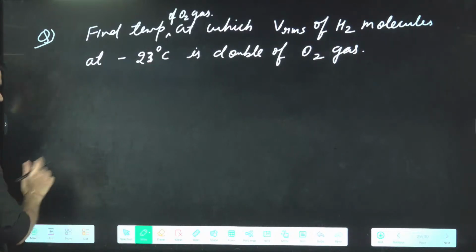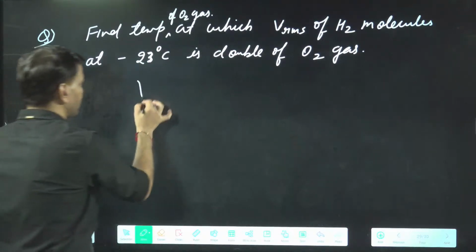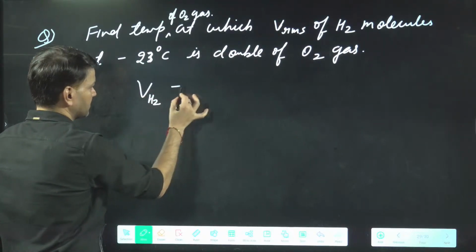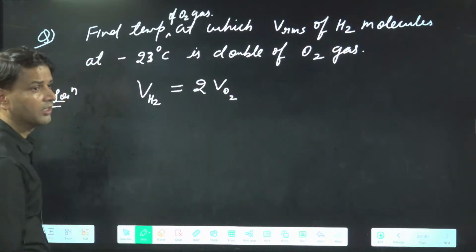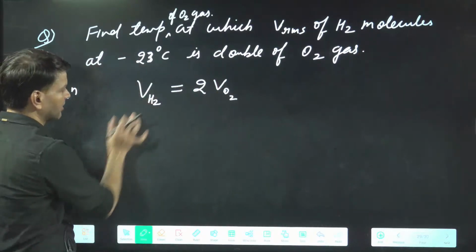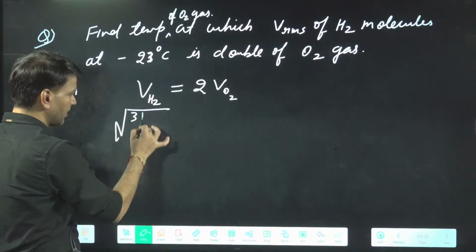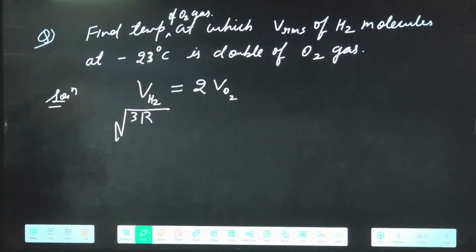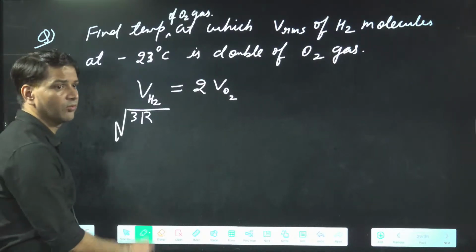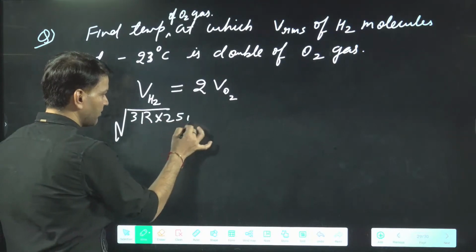So the relation they have given: RMS speed of hydrogen is double the RMS speed of oxygen. So hydrogen's RMS speed is root 3RT by M. The temperature of hydrogen gas they have given as minus 23. Minus 23 means when you add 273, so 273 minus 23, what you will get? 250. So root 3RT by M.